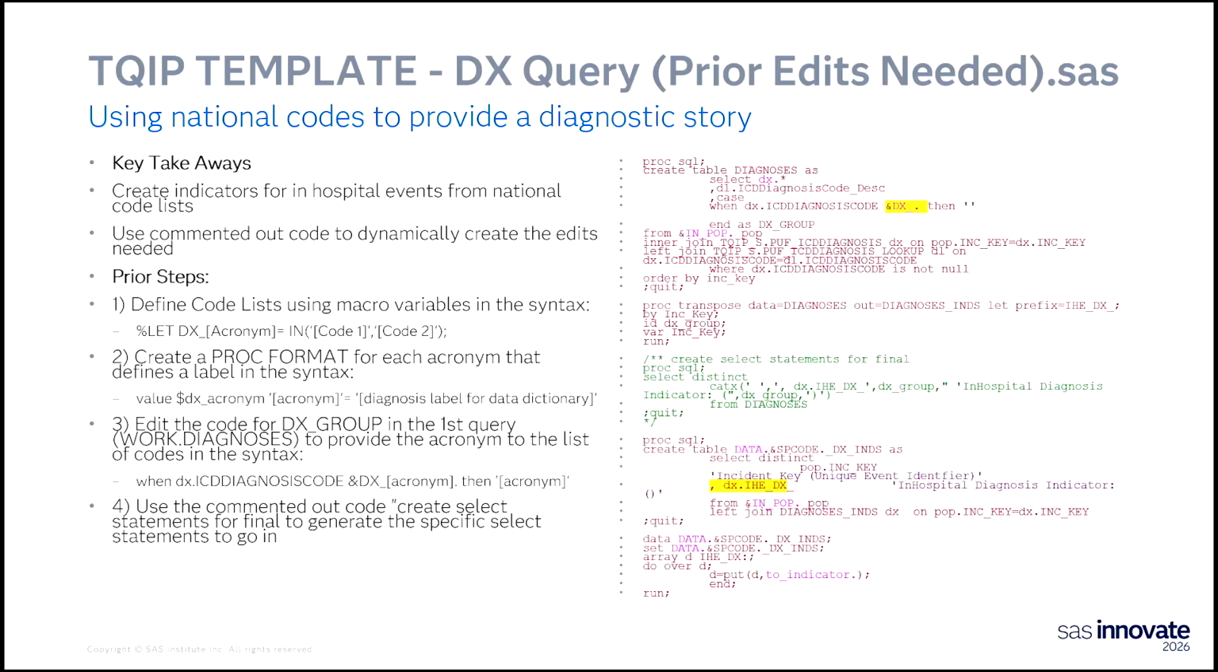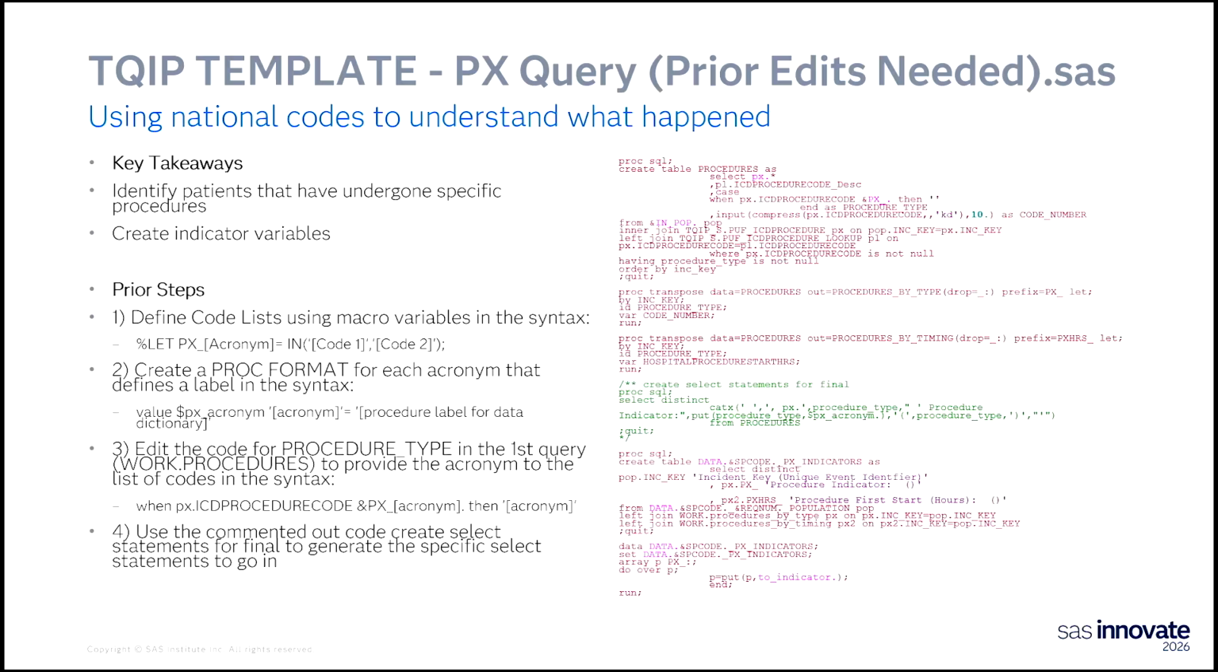Next are the templates. So the first one is for diagnoses. This uses national codes and provides that diagnostic story of what happened. And some of these are pre-existing conditions, and others of them are things they're diagnosing right now as part of their injury. Similar to the diagnoses, we also have the PX, or the procedures. So these are things that have happened to the patient while they're being cared for.